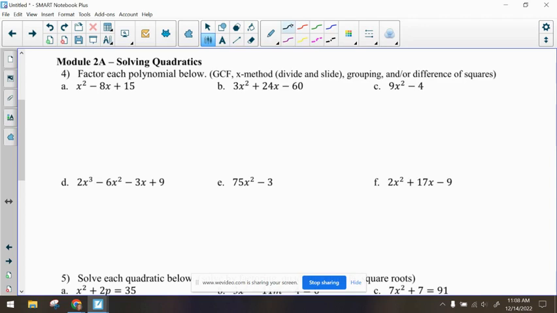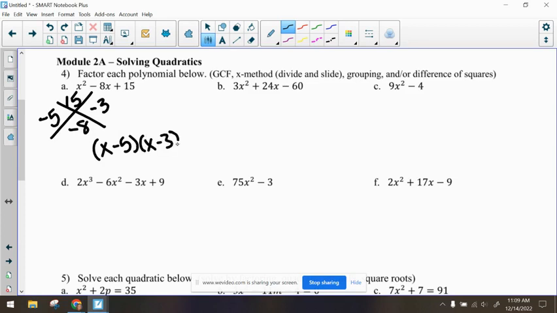Question A, that is X method. So on X method, I put that A times C on top. I'm looking for factors that multiply to be 15, add to be -8. Those numbers are -5 and -3. So my final answer is x minus 5, x minus 3. I do not need to divide and slide because our A value is just 1.